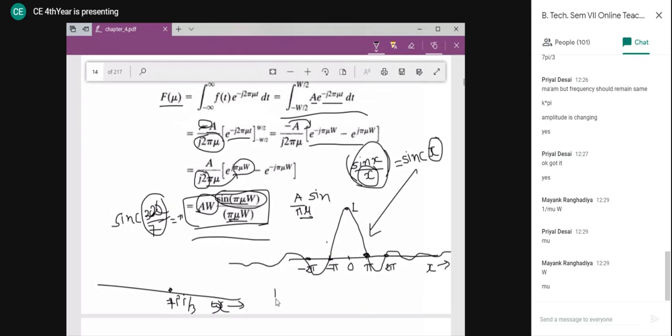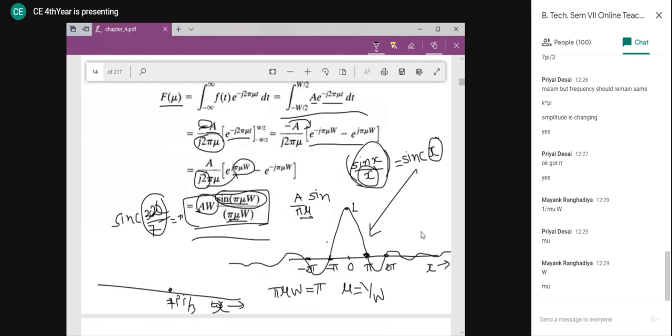So what I have to do is equate pi mu W to pi, and I should get the variable value. Since the variable is mu, my first zero is at mu equal to 1 by W. Here this is 1 by W, this will be minus 1 by W, this will be 2 by W, this will be minus 2 by W. I hope you are getting the case.